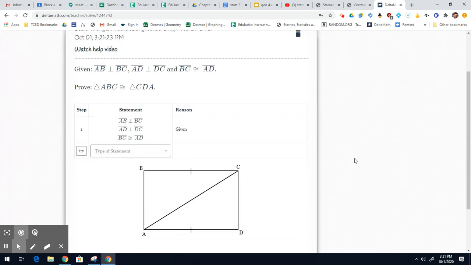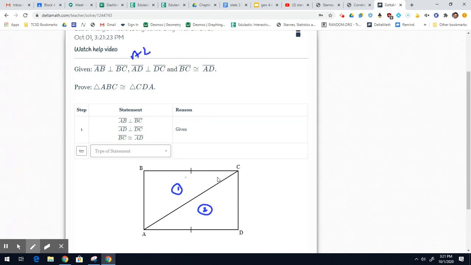Okay, so this is a good proof here. Notice in your given, it says that you have some perpendicular segments, and then they give you a pair of congruent segments. And you have to prove that these two triangles are congruent. So triangle ABC is this triangle. Triangle CDA is this triangle.